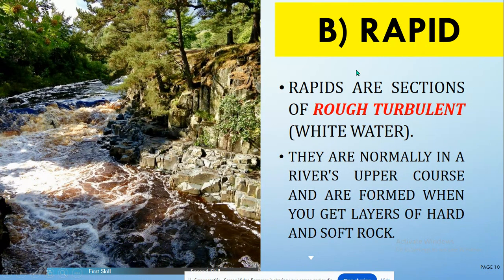Next feature or next landform is the rapid. It's self-explained. This is a place in a river course where water flows rapidly, especially when the riverbed is rough. So there is a turbulent movement of water. When it's not turbulent, we call it laminar. That's another feature.